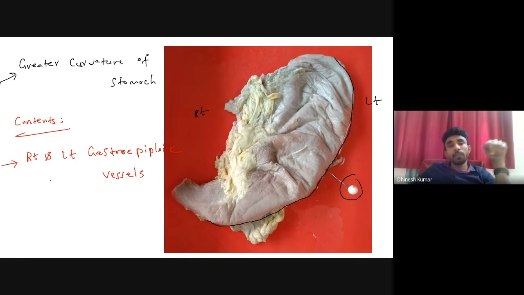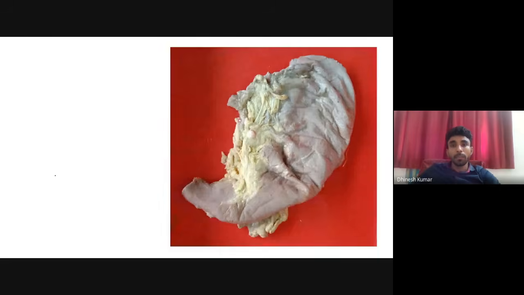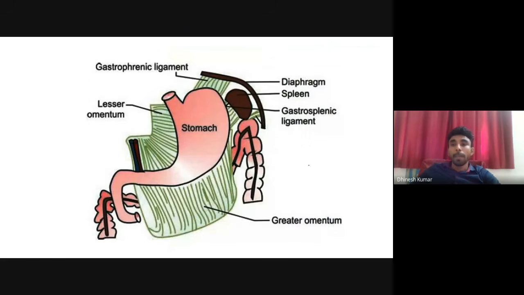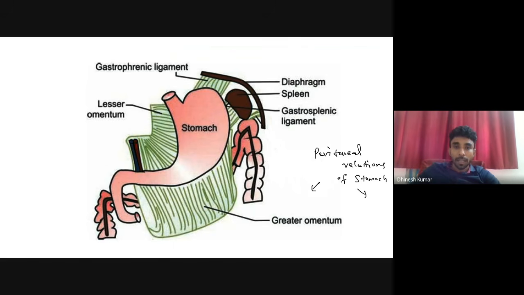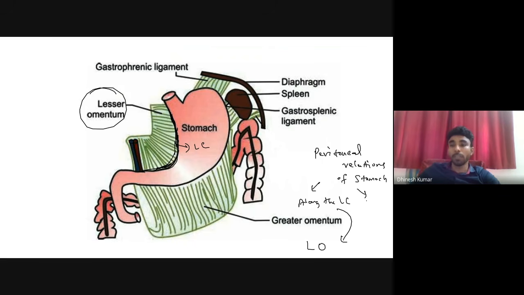And sometimes they may ask what are the peritoneal relations of the given specimen. What are the 4 peritoneal relations of stomach? Actually, this is the lesser curvature of the stomach, you will know, isn't it? So along the lesser curvature, we have the attachment of what? Lesser omentum, one peritoneal fold.